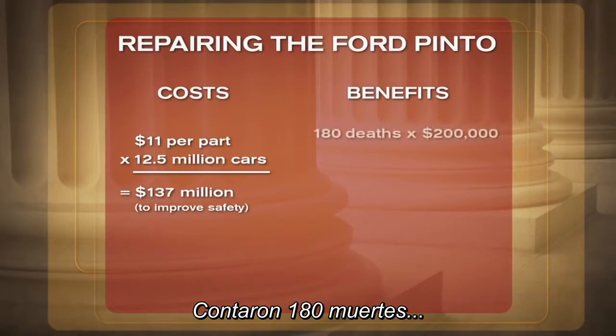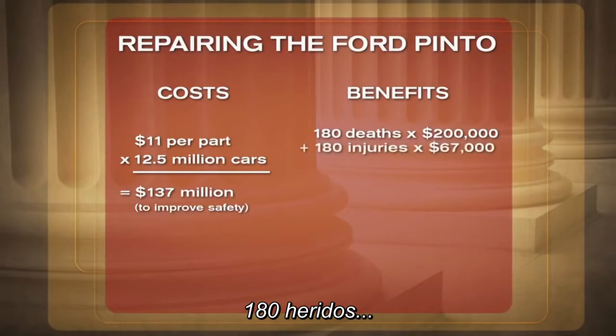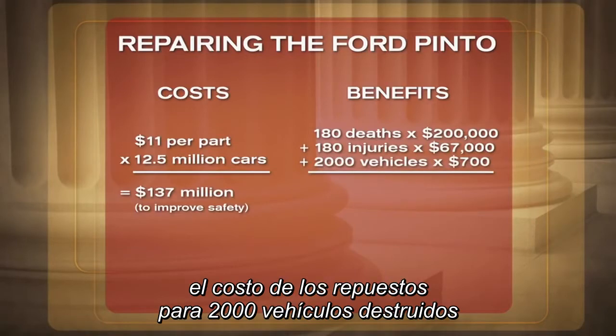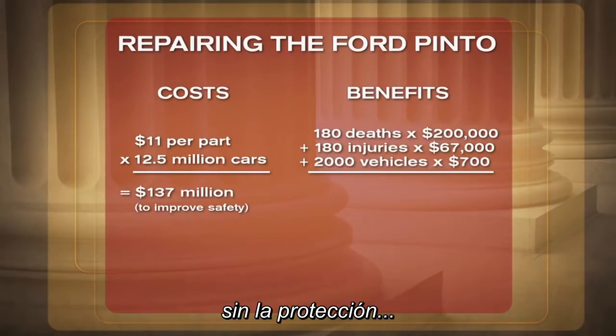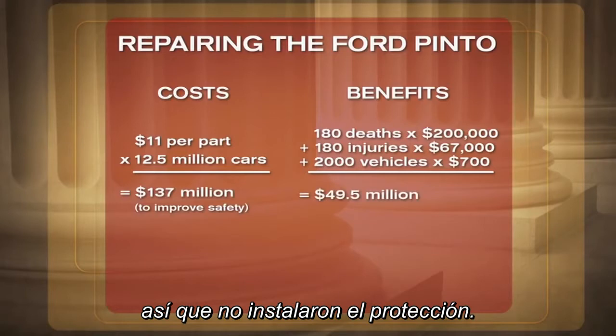And they counted 180 deaths, and they assigned a dollar value, $200,000 per death. 180 injuries, $67,000. And then the cost to repair, the replacement cost for 2,000 vehicles that would be destroyed without the safety device, $700 per vehicle. So the benefits turned out to be only $49.5 million, and so they didn't install the device.